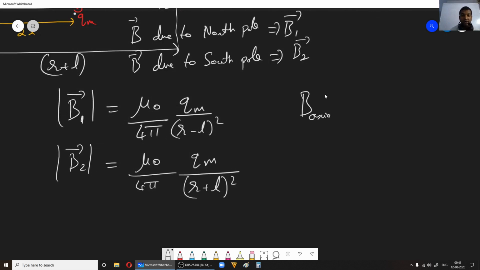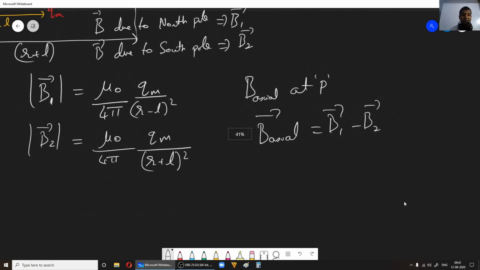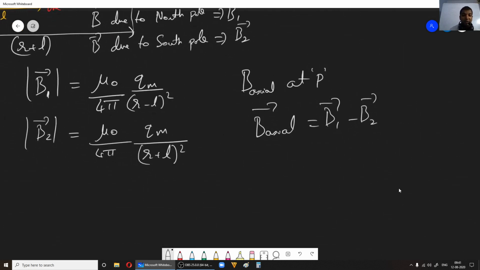So you can say axial point, B axial at P. Since P is an axial point, that will be given as B1 minus B2. Technically I just have to subtract, because both the vectors are in opposite directions, right?